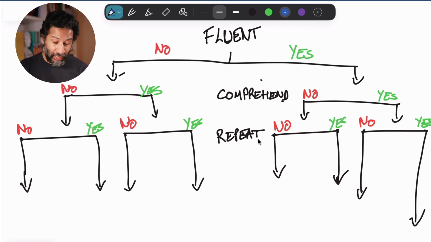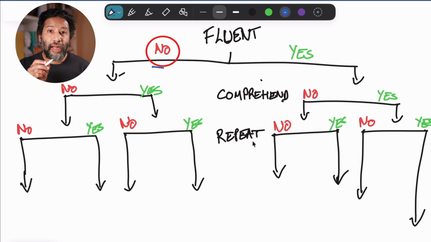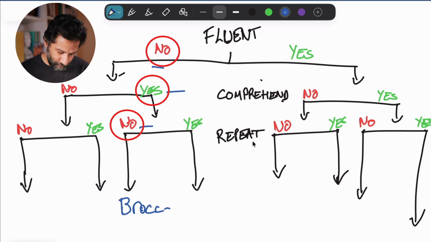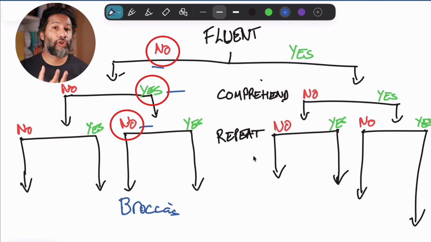Now let's go through each of these pathways to figure out what the patient might have. So we're going to start off with non-fluent. They can't get the words out. They're sitting at the bedside, trying to express themselves, and so they're not fluent here. Can they comprehend? Yes. Can they repeat? No. And this is your typical Broca's aphasia. They have an expressive aphasia, or sometimes called a non-fluent aphasia.